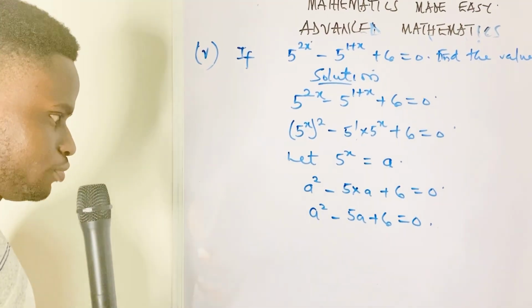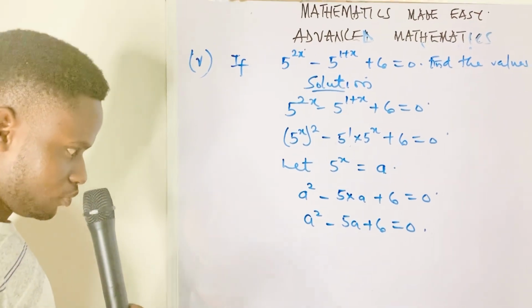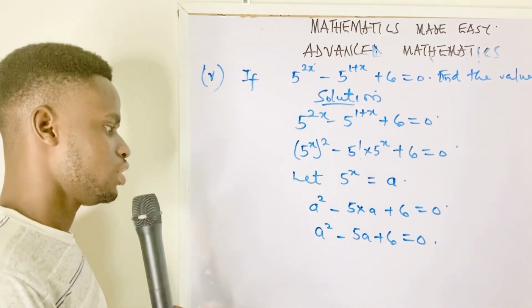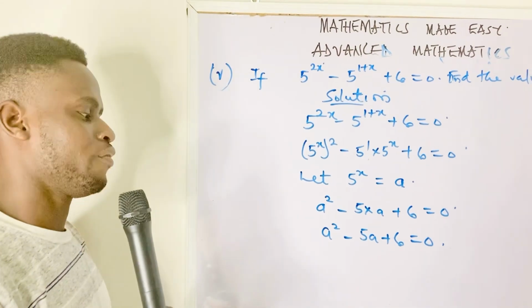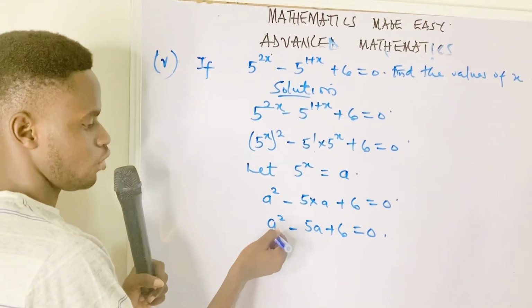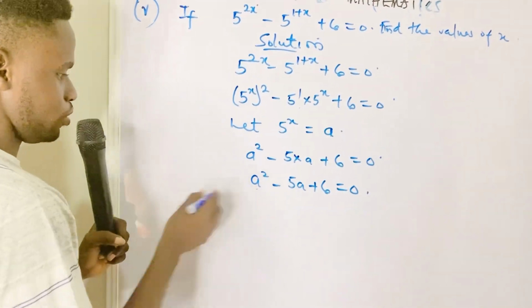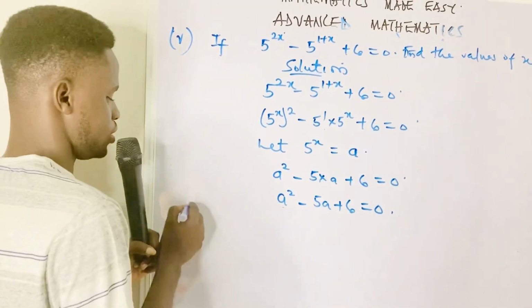So it results in a quadratic equation. And I said the best way to solve a quadratic equation is the factorization method. If possible, you can factorize the equation. So the coefficient of a squared there is 1 and the constant is 6. Multiply, that will become 1 times plus 6, plus 6.